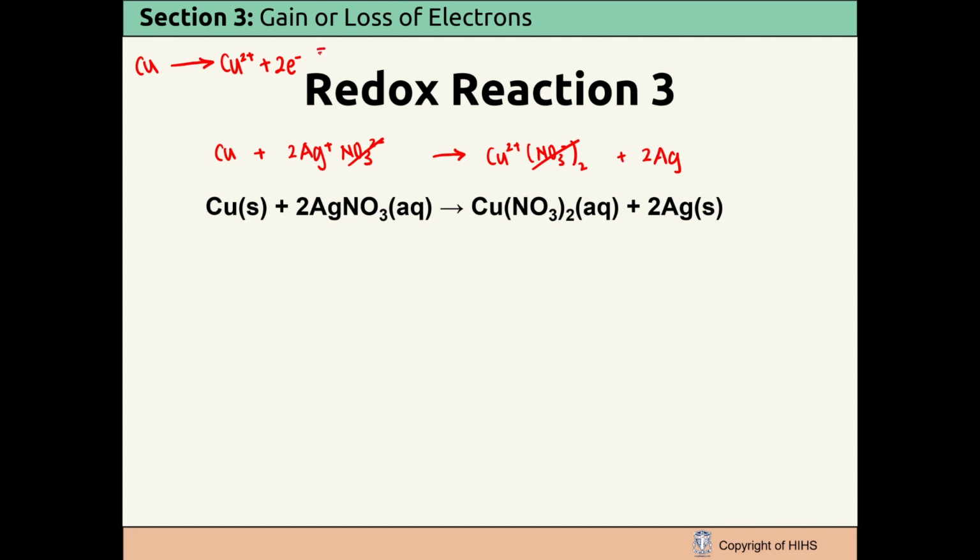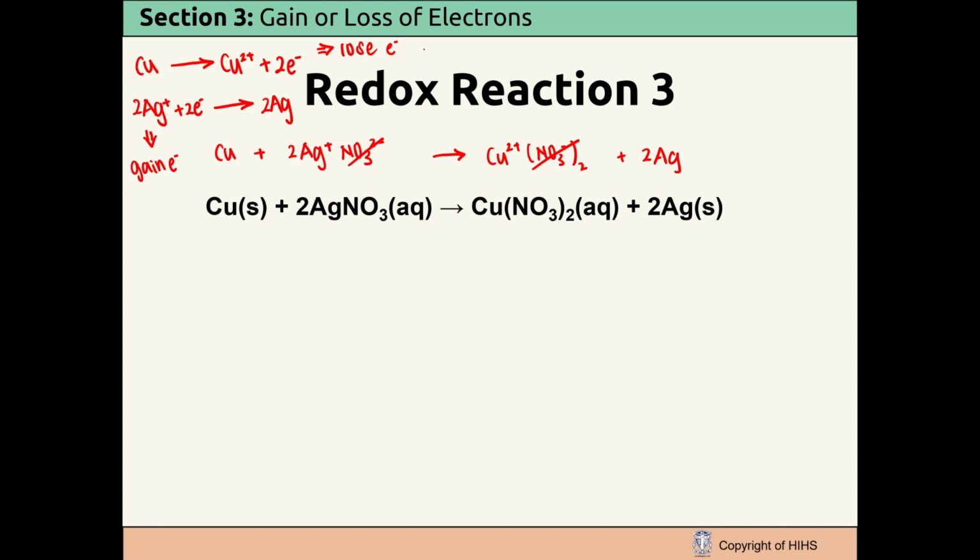Okay, so this one is a loss of electron. Then the next one we focus on is your silver. You have 2 silver ions, Ag plus, on the left to give you 2 silver solid. Okay, so on the left, you need to add 2 electrons to balance the charge to give you your silver on the right. So this one over here, the half equation, the partial equation, is a gain of electron.